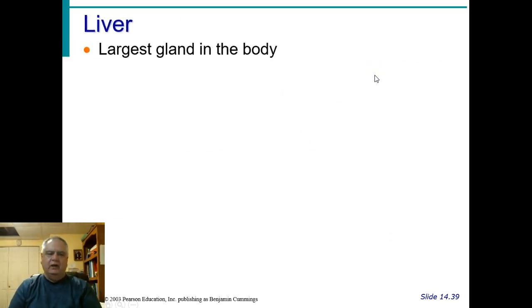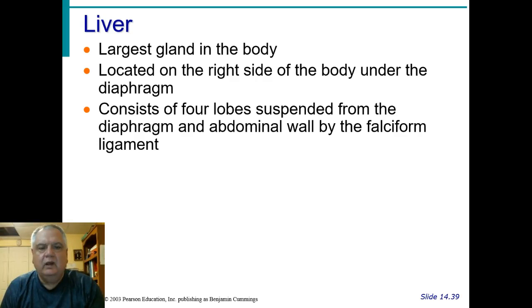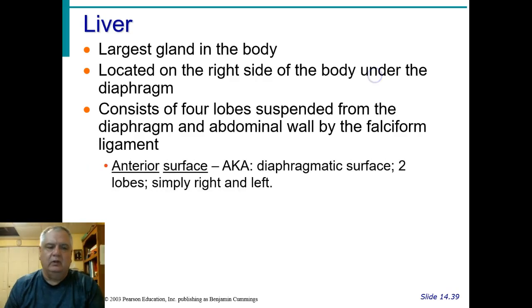The liver is next. Let's talk a little bit about that. The liver is the largest gland in the body. It's a good trivia question to know. It's located on the right side of the body, just underneath the diaphragm. It consists of 4 lobes that are suspended from the diaphragm and the abdominal wall by a ligament, which is referred to as the falciform ligament.